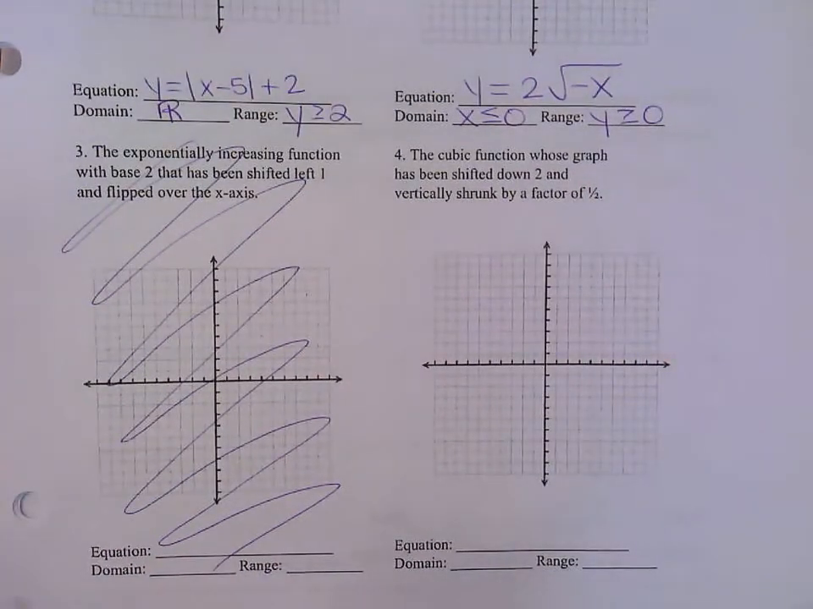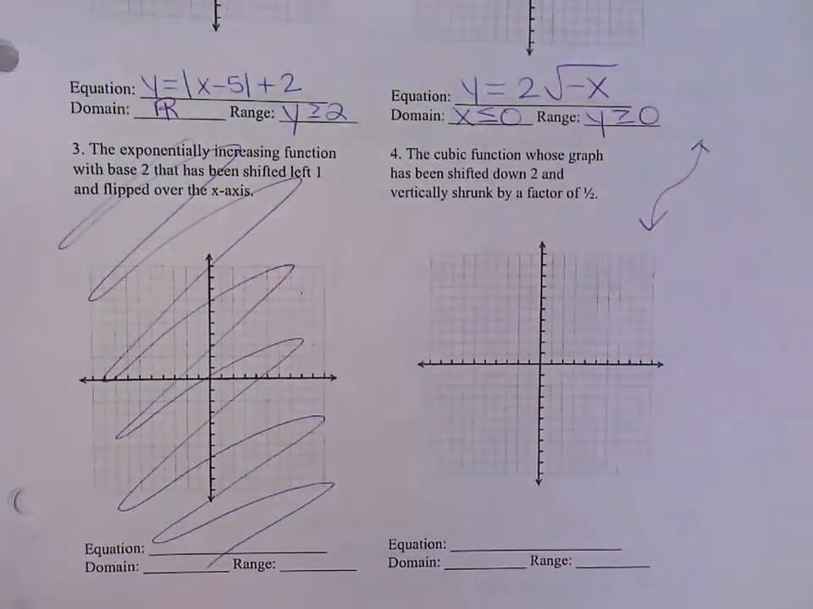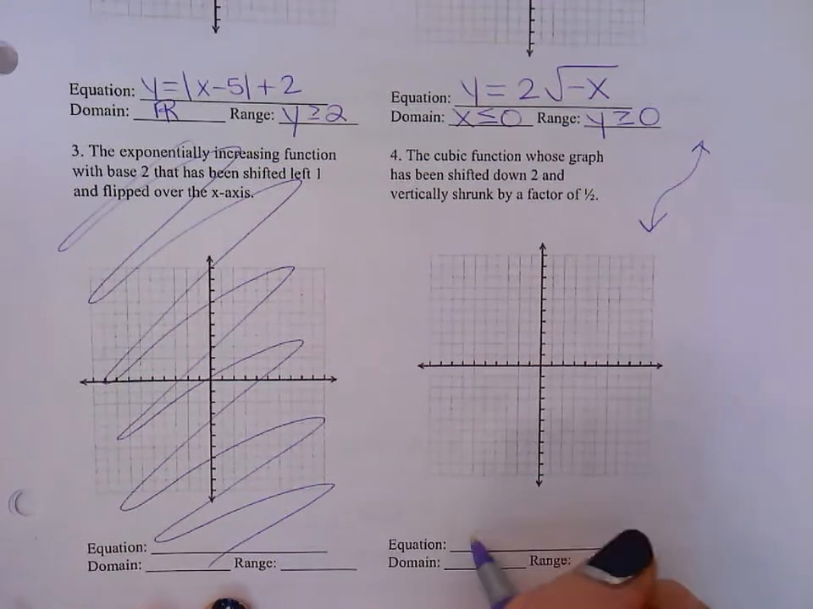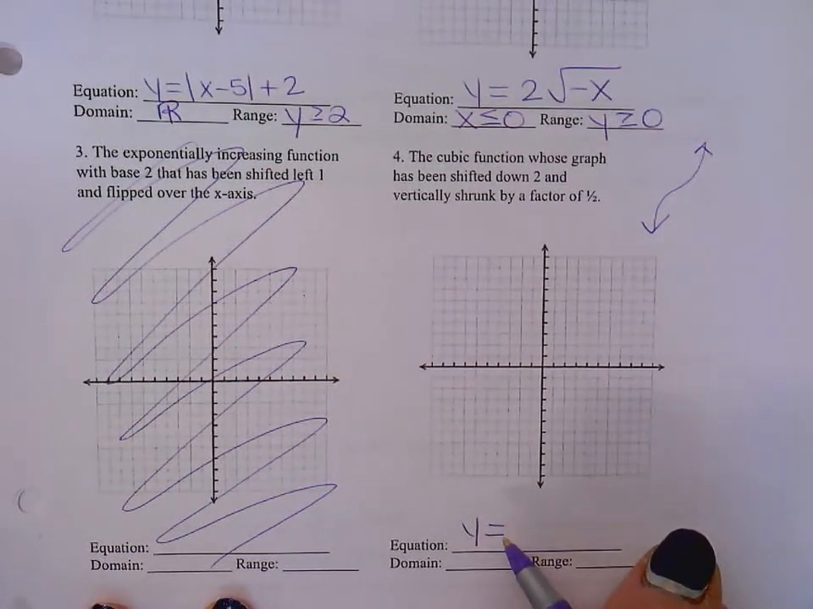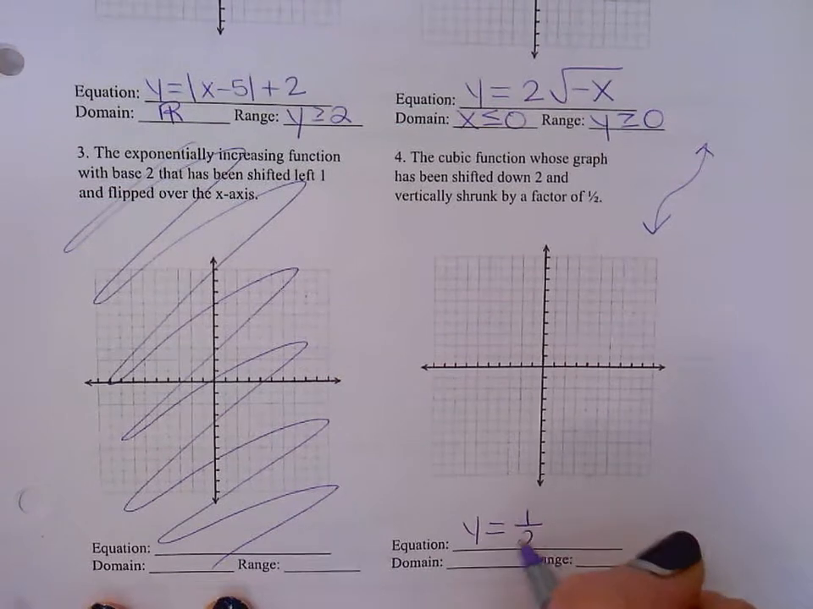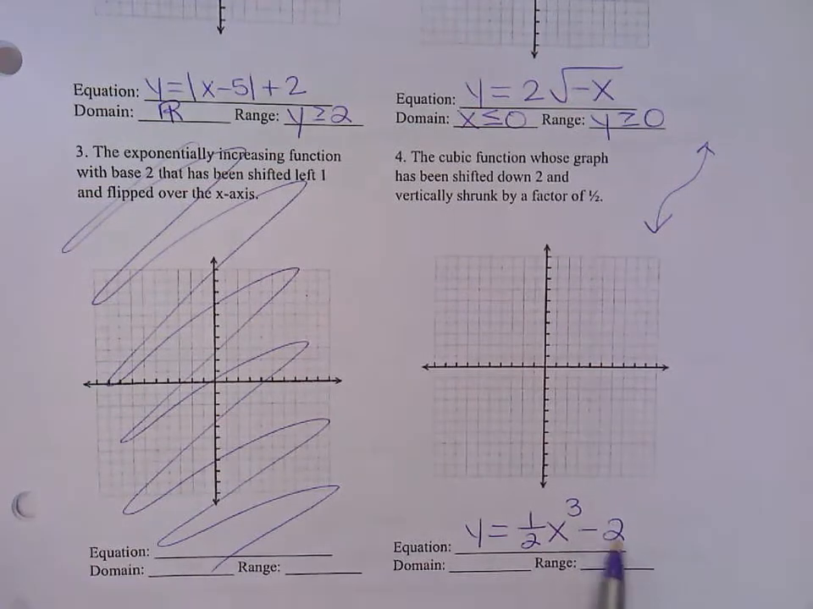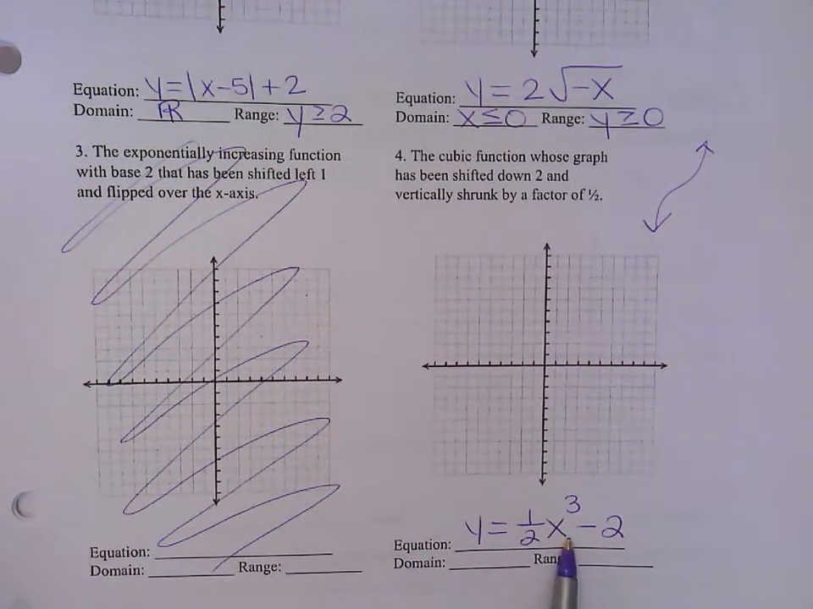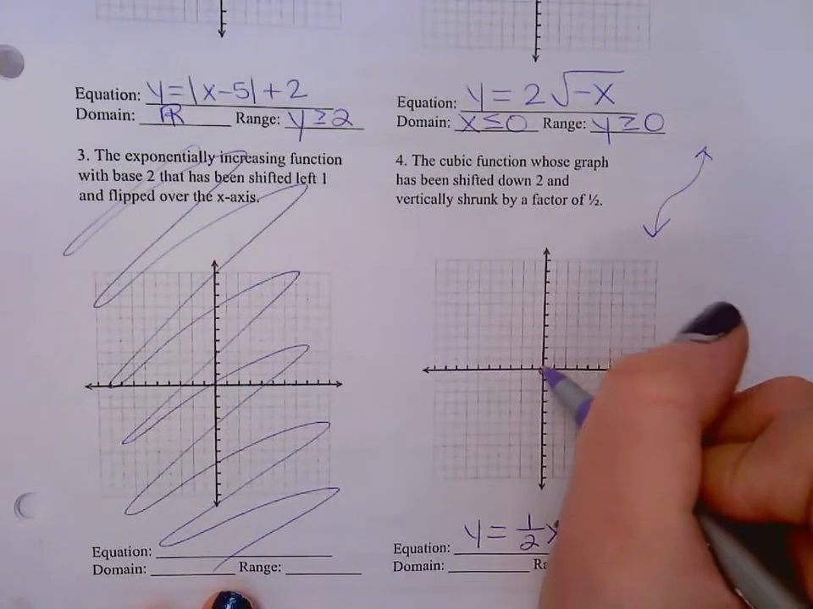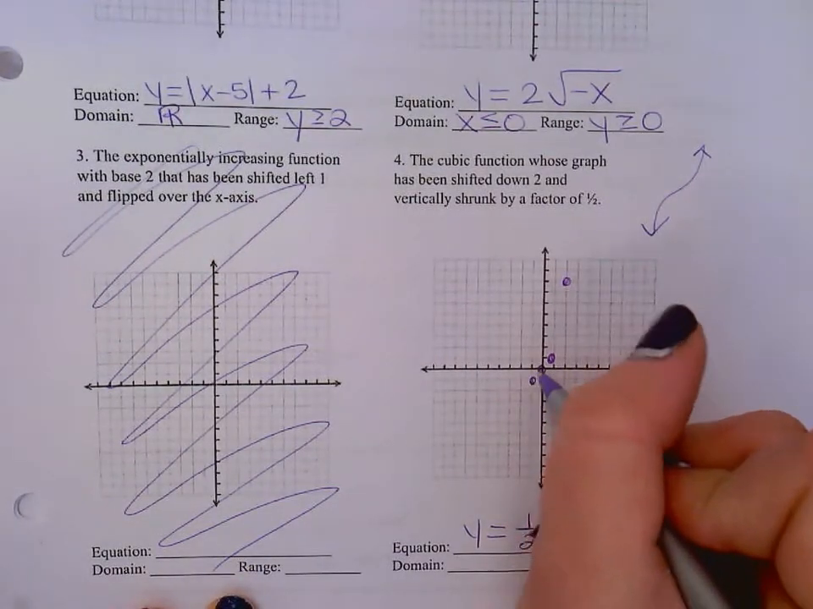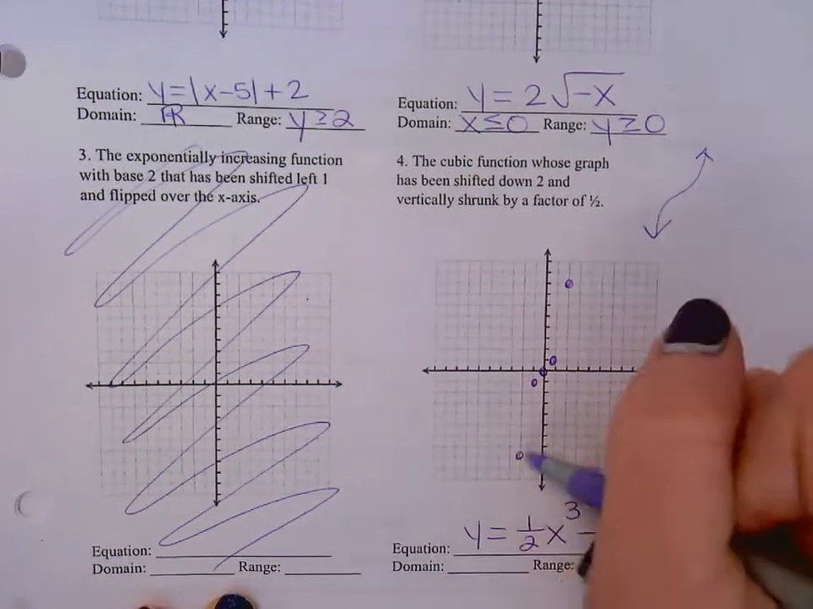Number 4, cubic function. So cubic looks like this originally, right? It has been shifted down 2 and vertically shrunk, so it's less tall by a factor of 1/2. So y equals a cubic function shifted down 2, so x cubed minus 2. So shifted down 2 and vertically shrunk by a factor of 1/2. So normally it's 0, 0, 1, 1, 2, 8, -1, -1, and -2, -8. So this would have been the parent function.